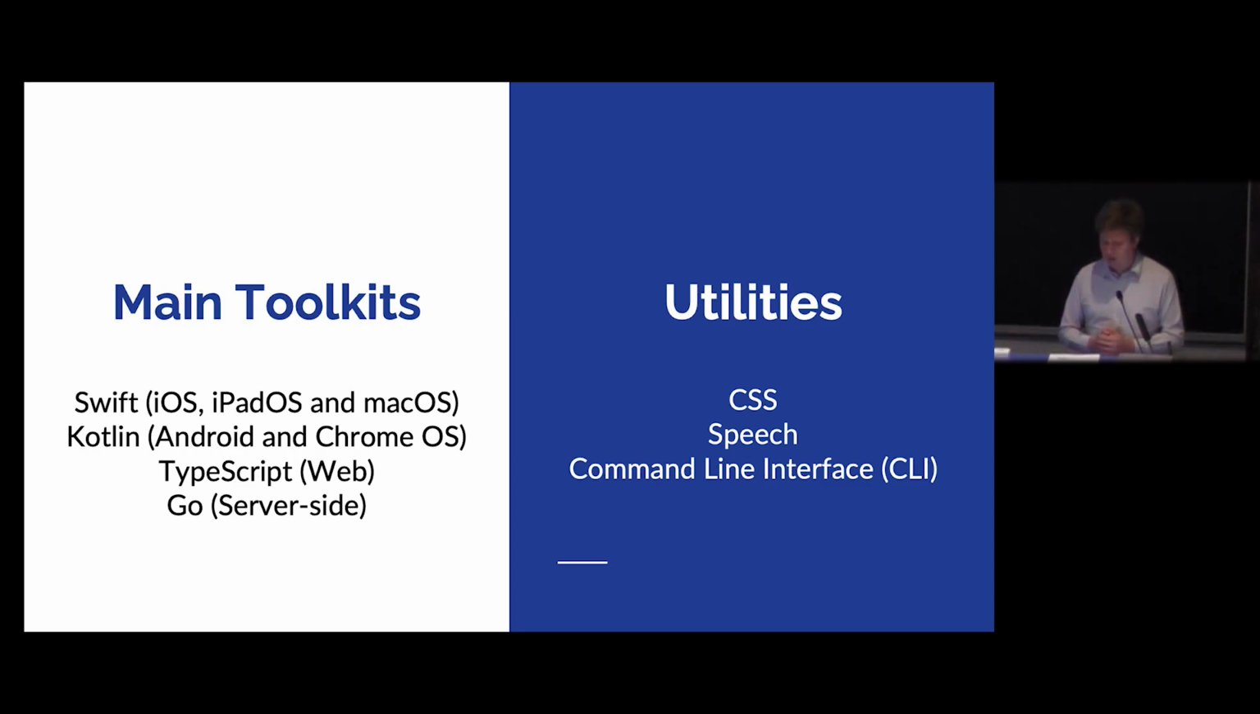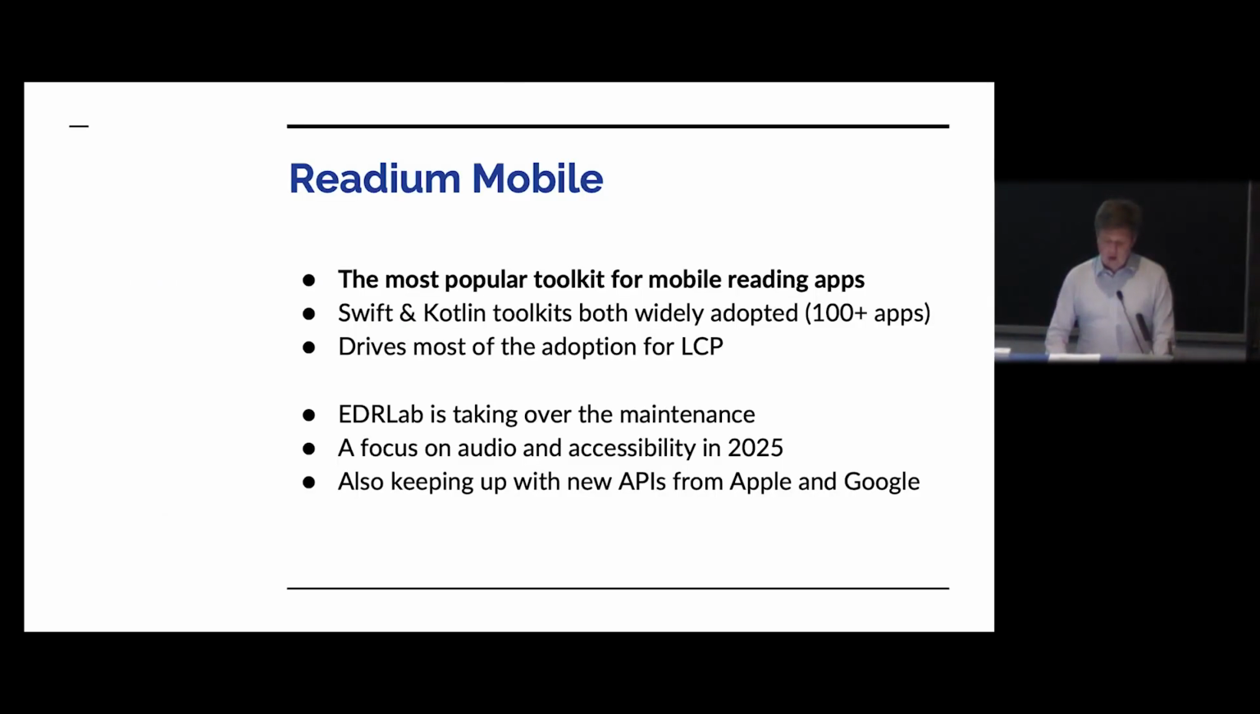And the last one, it's probably the most confusing one if you're not a developer. But I'll have a full slide on that one, so don't worry too much. So Readium Mobile. Readium Mobile is by far the most popular toolkit for mobile reading apps. What we see is that we have wide adoption of both Swift and Kotlin. We count 100 plus apps.